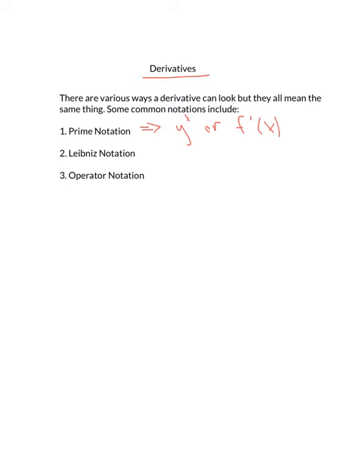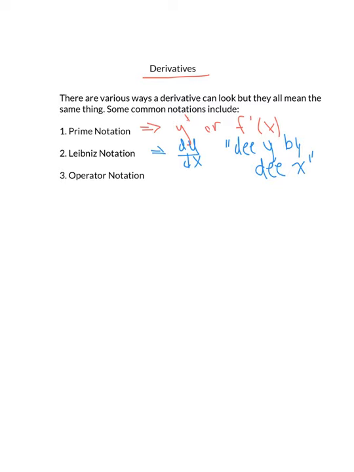The next form on this list is Leibniz notation. Now, you may have seen this before. It is dy by dx. You may also see or hear this being referred to as the derivative of y with respect to x.